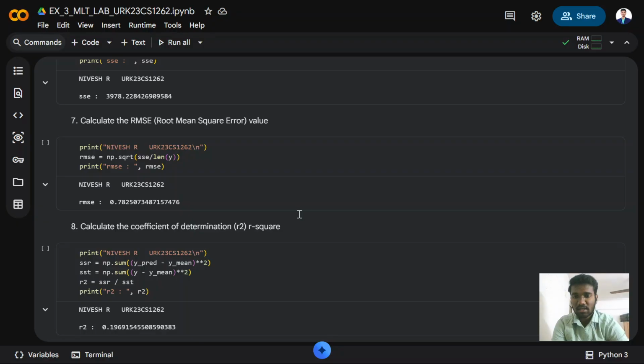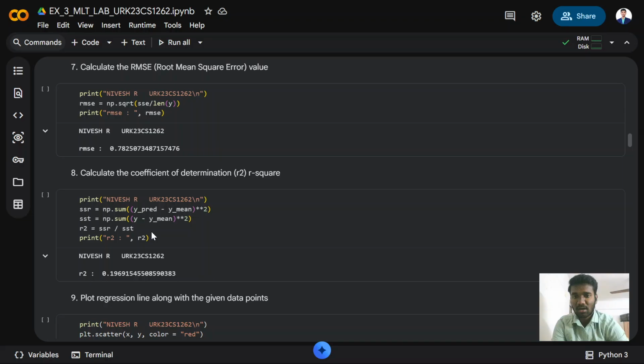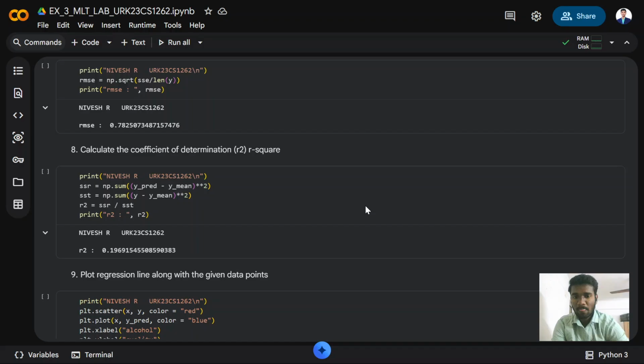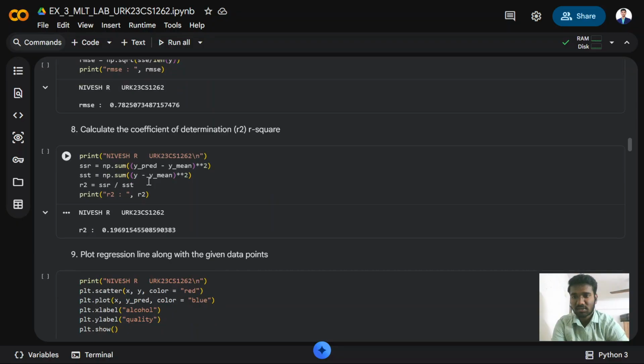Then eighth question is calculate R square. R square is called the coefficient of determination. It measures how well the regression model fits the data. If R square is 1, perfect fit. R square is 0, poor fit. According to our data set, our R square is poor fit.